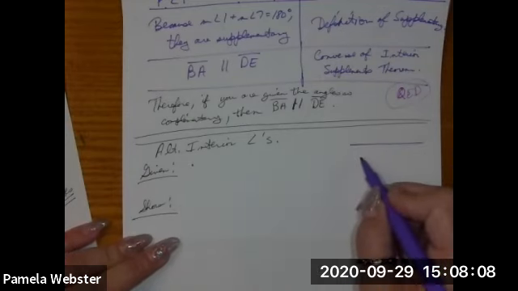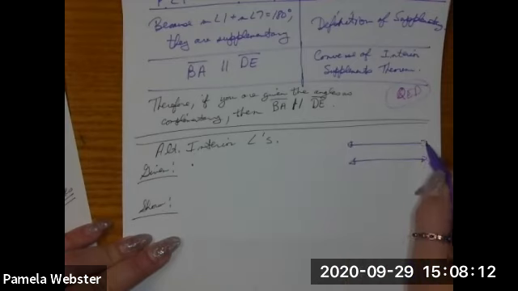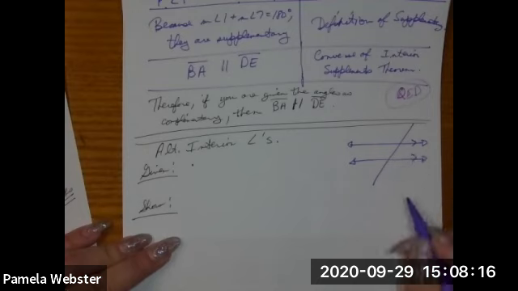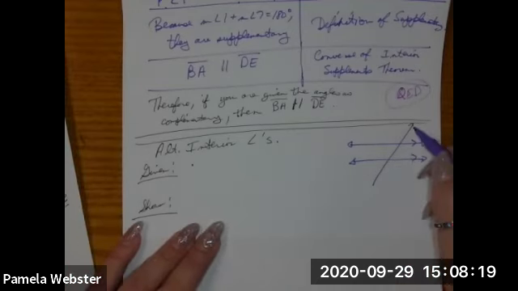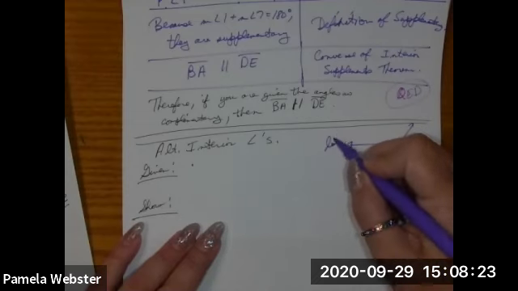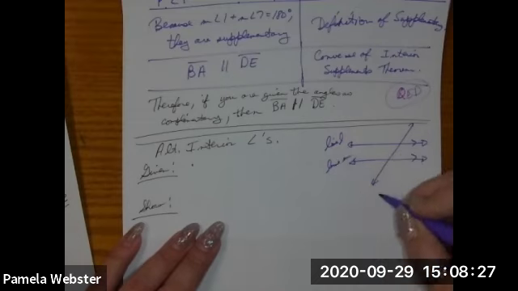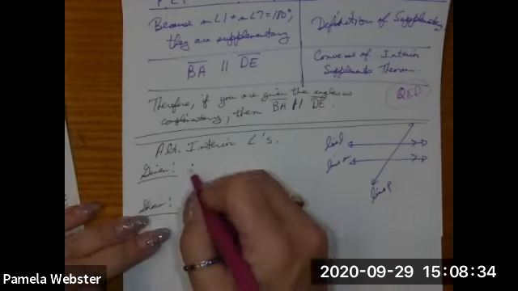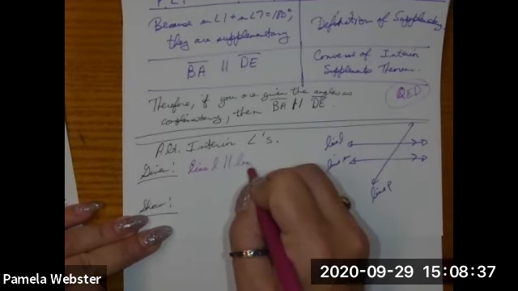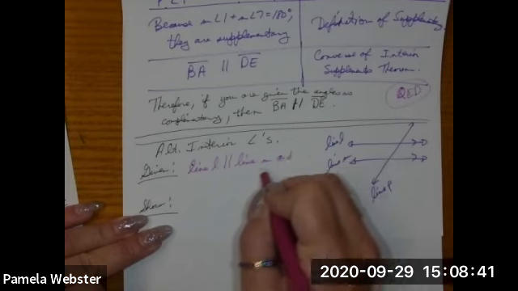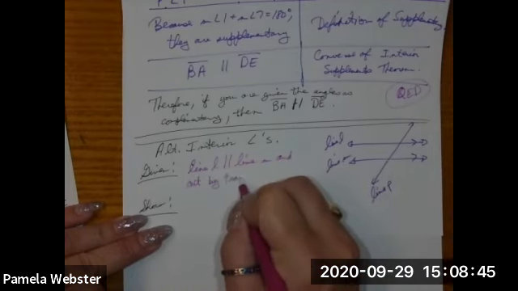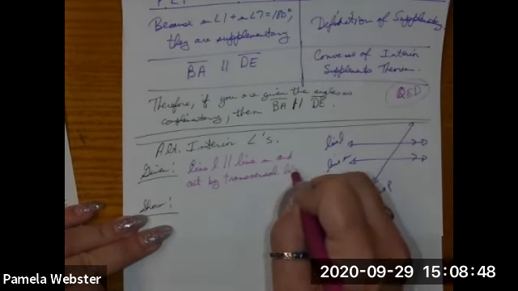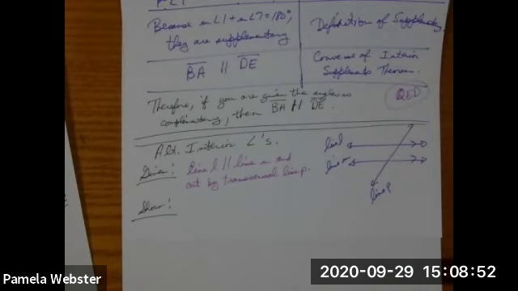Let's go ahead and make our picture, and then I can cheat a little bit. And I have two parallel lines, and they're cut by a transversal. That's what I'm given. Everybody agree? Let's call this line L and line M. And let's call the transversal line P. That will help us. Given: line L is parallel to line M, and cut by transversal line P. Everybody okay with that? Line L is parallel to line M, and they are cut by transversal line P.